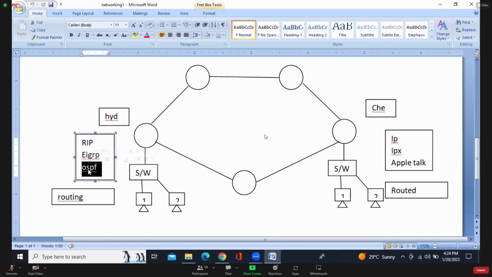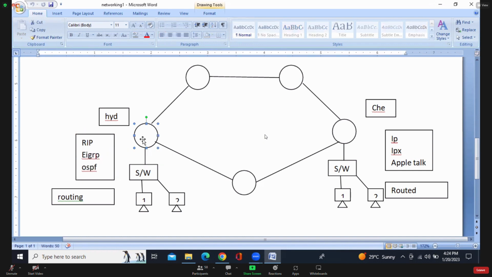OSPF, Open Shortest Path First. This is a successor of RIP. Got it, guys? We are unable to configure multiple protocols; we need to configure only one. It may be RIP, EIGRP, or OSPF. We need to configure one protocol, and this protocol will decide the best path and send the data to the destination.